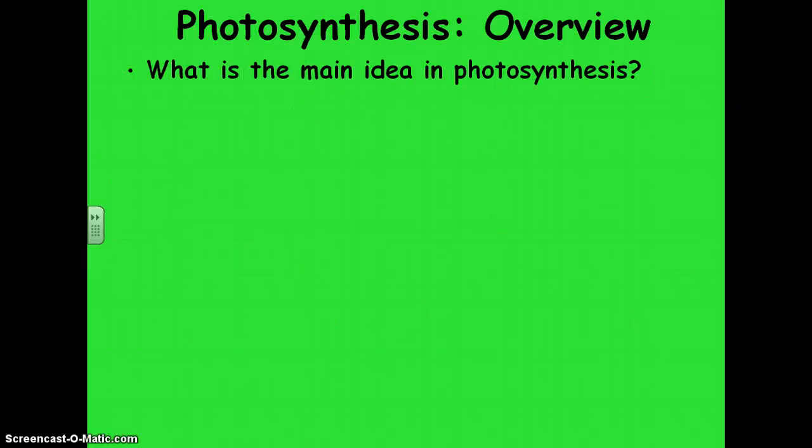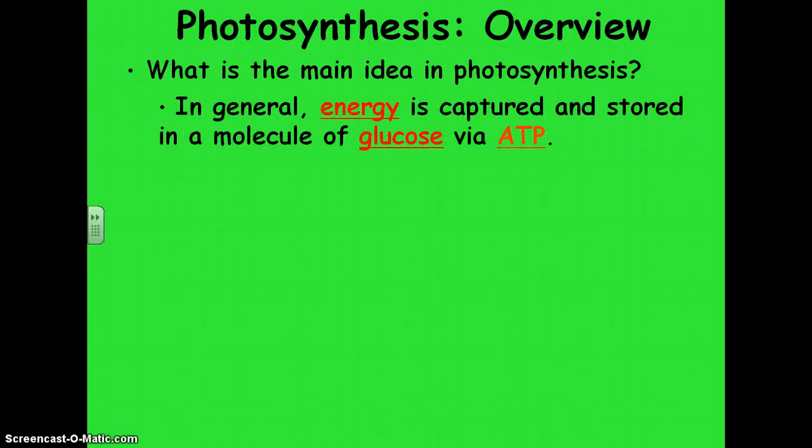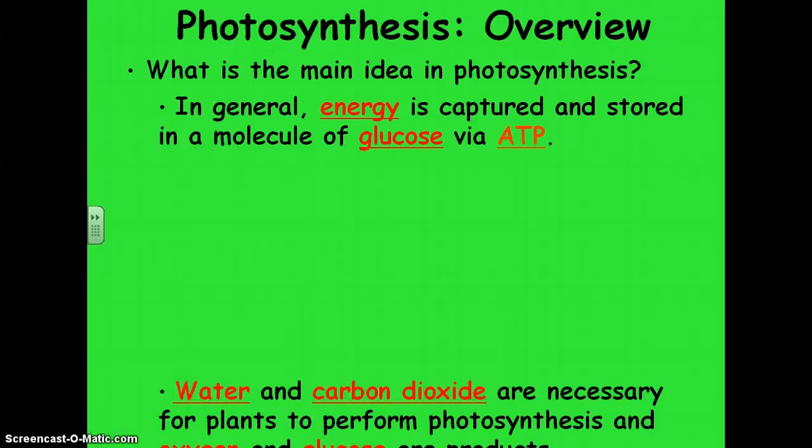So why do photosynthesis? What is our main idea? In general, energy is captured and stored in a molecule of glucose via ATP. Glucose is our storage molecule because we don't need to use all the ATP at once. We want something to store it in case we can't make as much ATP for a little bit. So glucose acts as that storage unit.